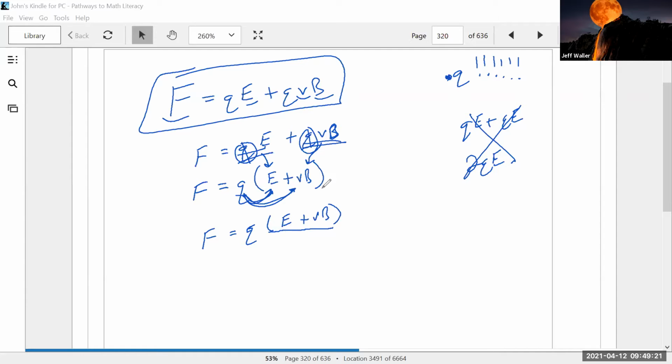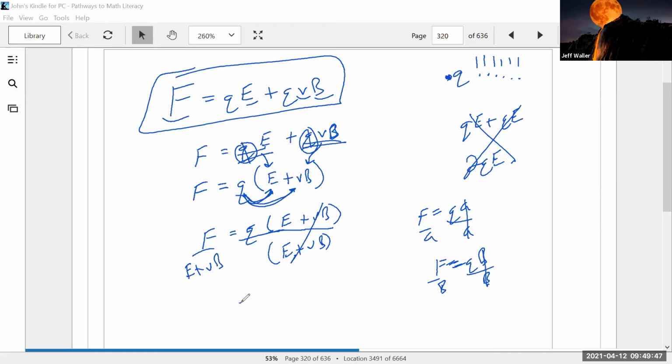I love it. Because what if it was F equals QA? Wouldn't I divide both sides by A? Bam. What if it was F equals QB? Wouldn't I divide both sides by B? Bam. So what if it's F equals Q times this business? Don't you just divide by this business? Bam. So then I get Q equals F over E plus VB.